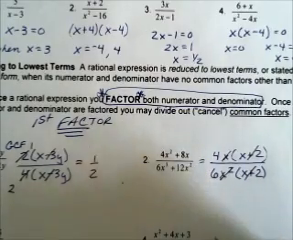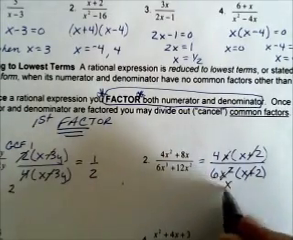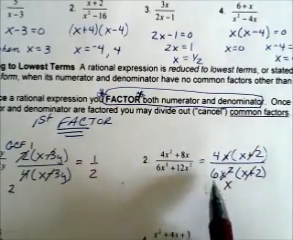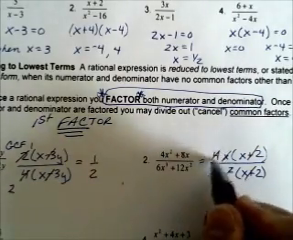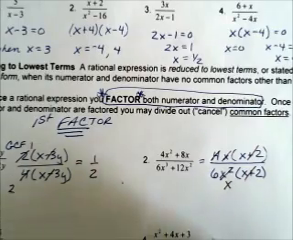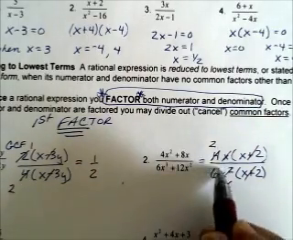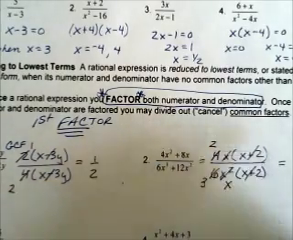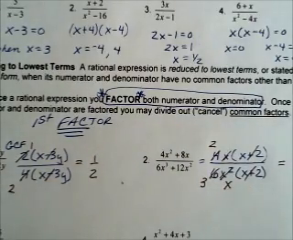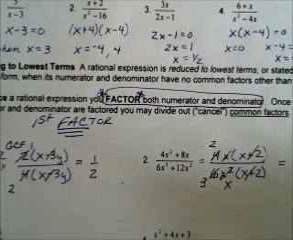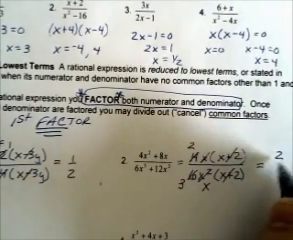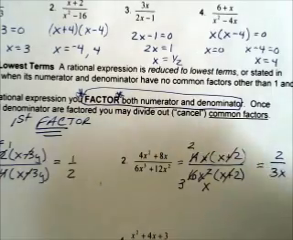X and x squared will leave us with a single x in the denominator, and the 4 and the 6 reduce. 4 divided by 2 is 2, and 6 divided by 2 is 3. So, simplified, we have 2 over 3x. 2 divided by 3x.